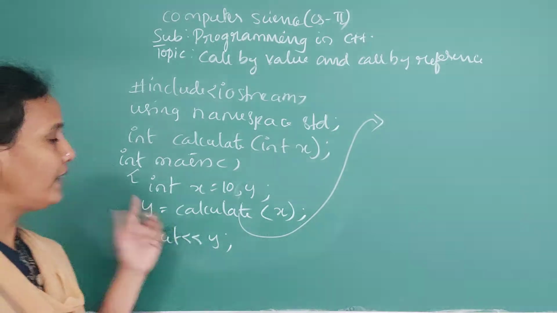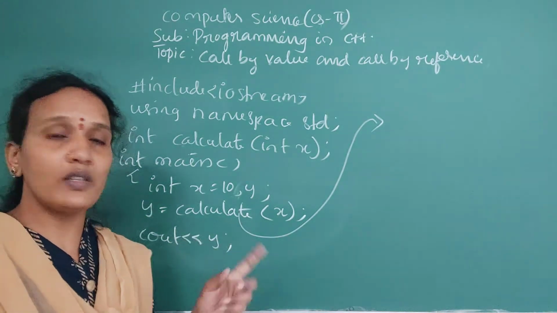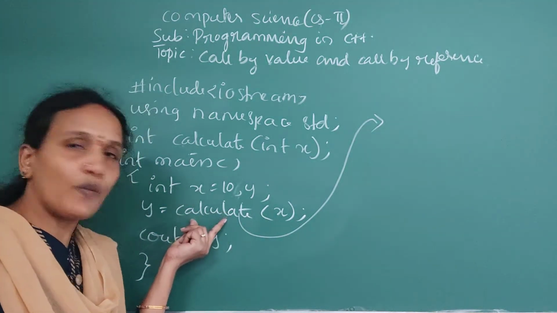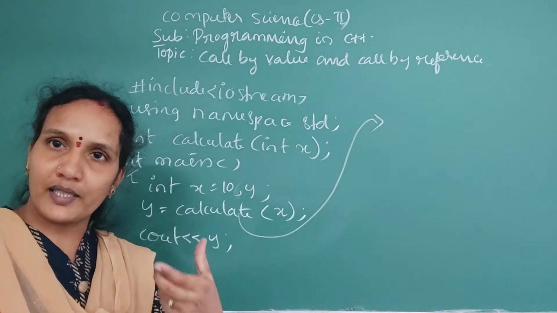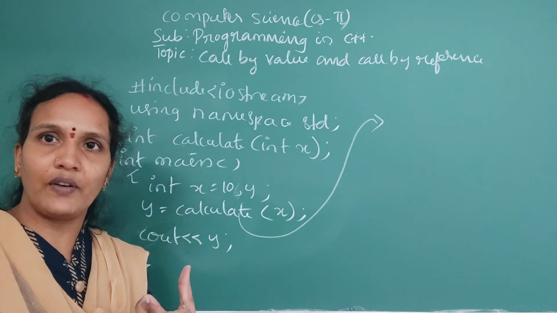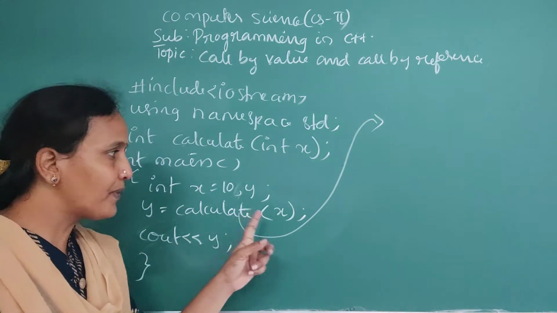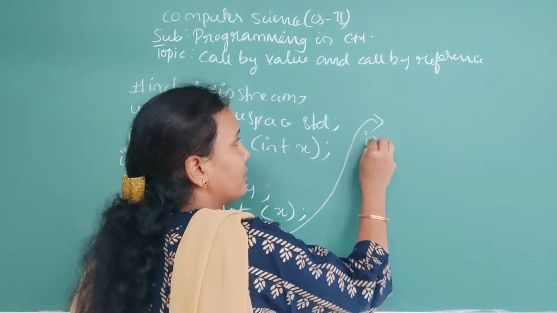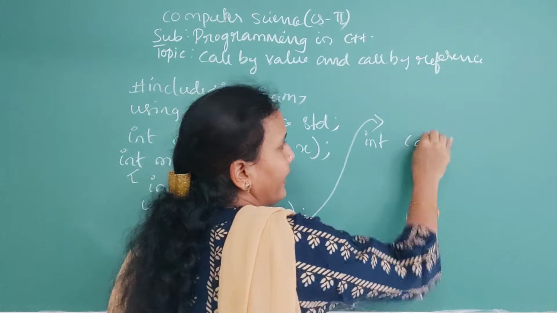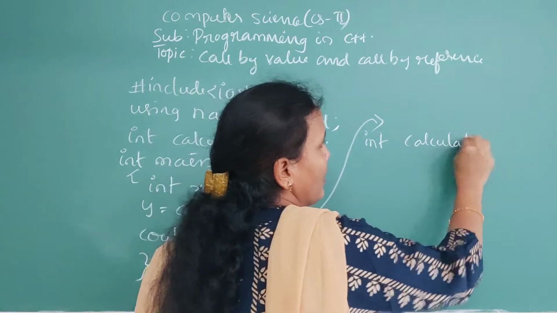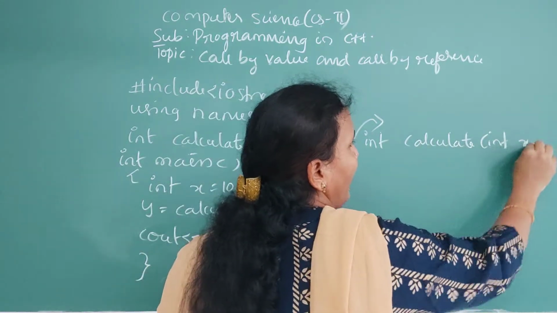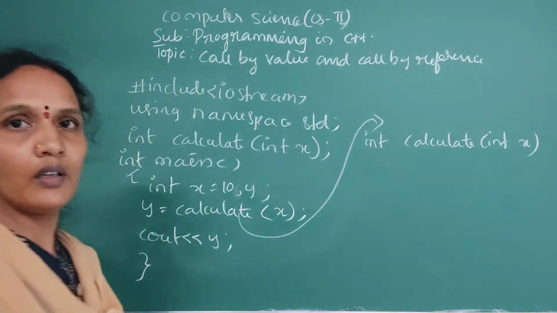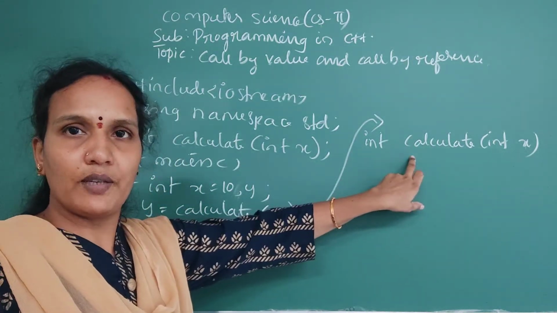Right. So where is the y value? Actually, the y value is nothing but this function should be executed, and whatever result you get from that function will be stored in y. So here I will write the function int calculate(int x). Okay. So this is a user-defined function.